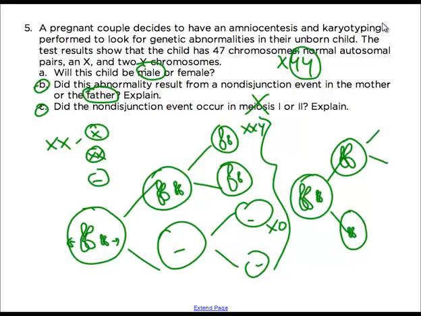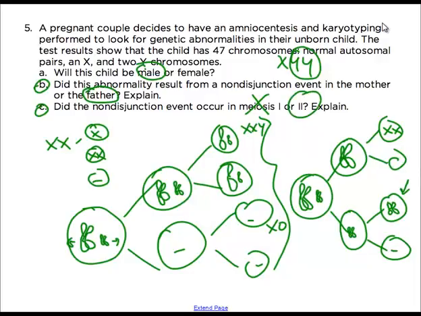If non-disjunction occurred here, the male actually could make a gamete that has two X's in it, but again, that's not going to explain where two Y's came from, right? Two X's and nothing. But if non-disjunction occurs here, a failure to separate will give us the two Y's in that one and nothing in that one. So the only way to get a gamete with two Y's in it is if non-disjunction occurs during meiosis 2. And that's really all you have to do for this problem. It makes it sound easy, right? But it's not that bad.